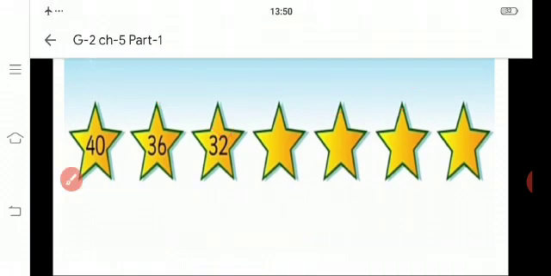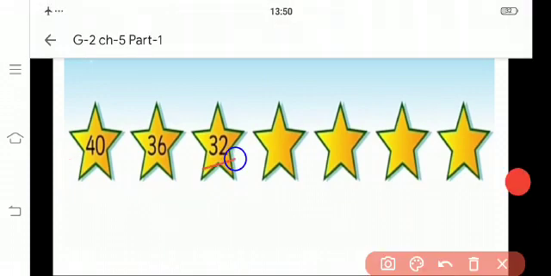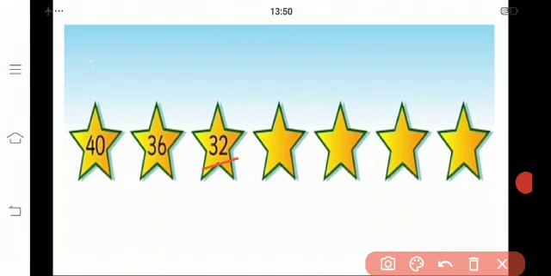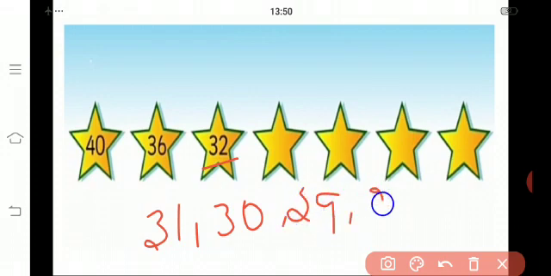Shall we move on to the next one? We have 32. So 32 before, 31, 30. How many times should we go backward, children? Do you remember? Yes, we have to count backward 4 times. So 31, 30, 29, 28. So if you move backward 4 times, we get the next number. What is our next number? 28.